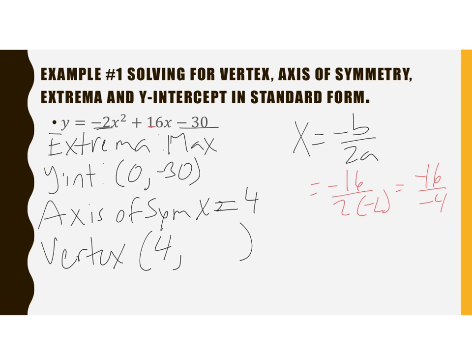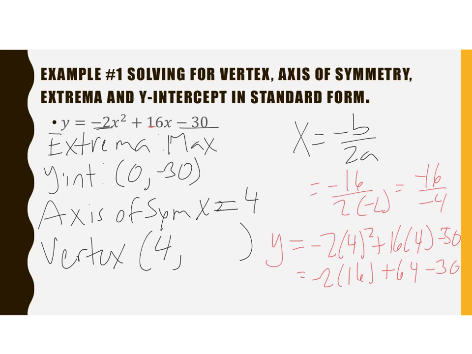So to find the y value, we're going to plug in 4 for x. Back to the original equation, y equals negative 2, but instead of x squared, 4 squared, plus 16, instead of x, 4, minus 30. So we just need to evaluate. Y equals negative 2, 4 squared is 16. 16 times 4 is 64, minus 30. Negative 2 times 16 is negative 32, plus 64, minus 30. If you combine all of those, we're going to get a y value of 2.